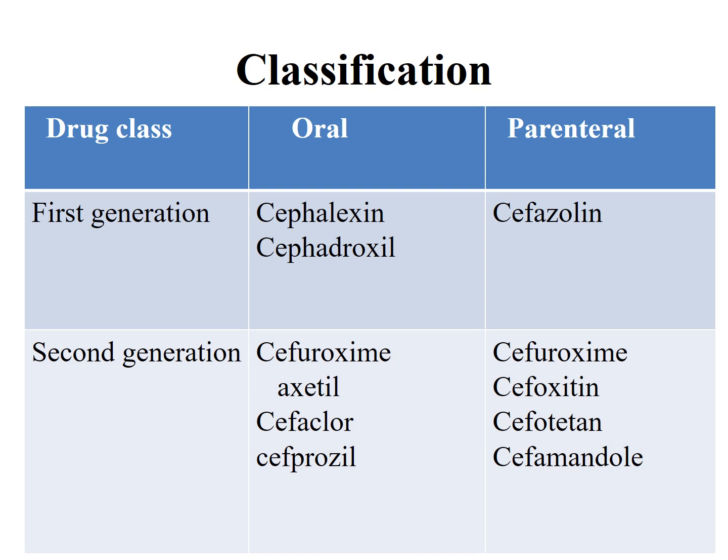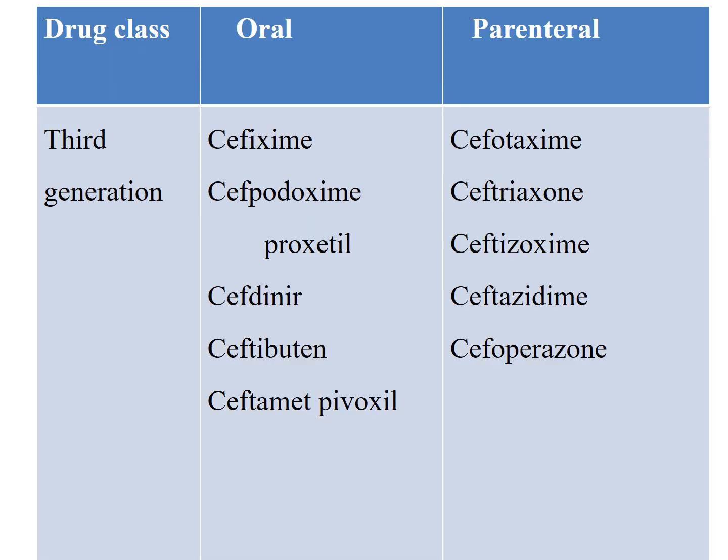And second generation: cefuroxime axetil, cefaclor, cefprozil, they are acting through the oral route, and cefuroxime, cefoxitin, cefotetan, and cefamandole. These are parenterally acting cephalosporins. The third generation oral agents are cefixime, cefpodoxime proxetil, cefdinir, ceftibuten, cefditoren pivoxil. And the parenteral preparations are cefotaxime, ceftriaxone, ceftizoxime, ceftazidime, and cefoperazone.